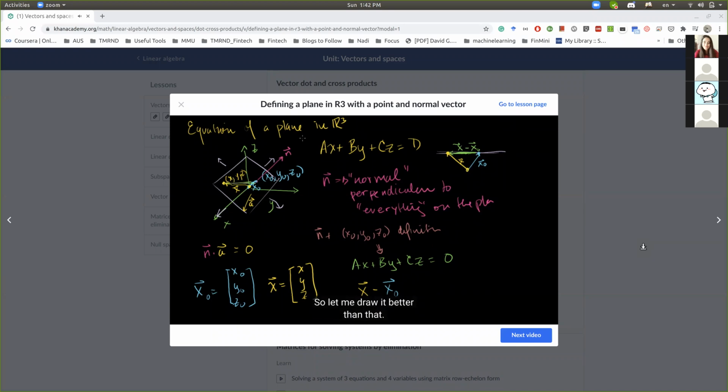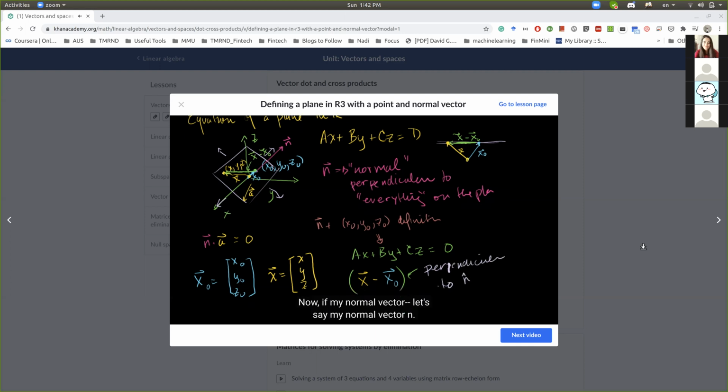Let me draw it better than that. It's going to go from that point, from x naught, the point specified by x naught, to the point specified by x. And it's going to lie along the plane. So this right here is x minus x naught. I know this drawing is getting very dirty, but you can see that this is definitely lying on the plane. So this vector right here must be perpendicular to our normal vector.